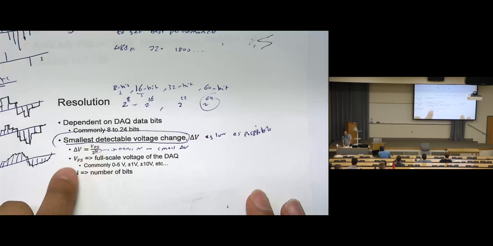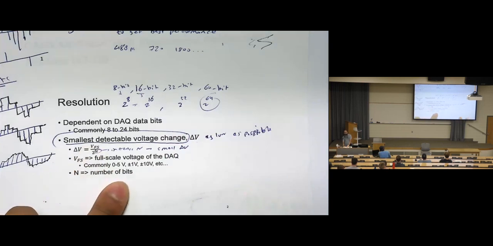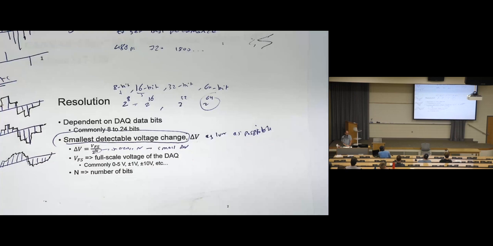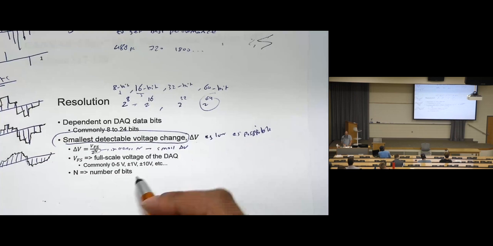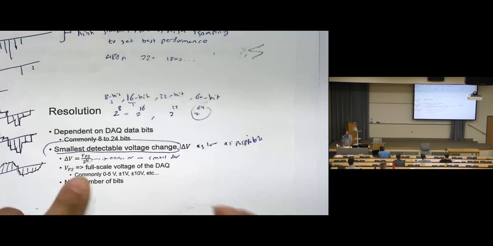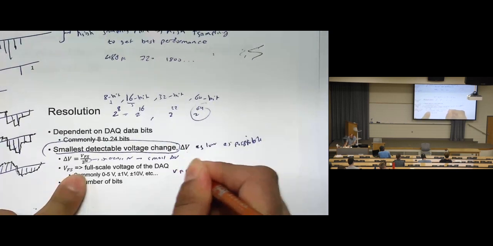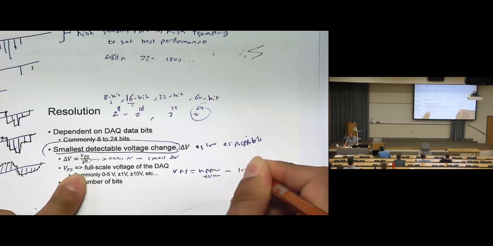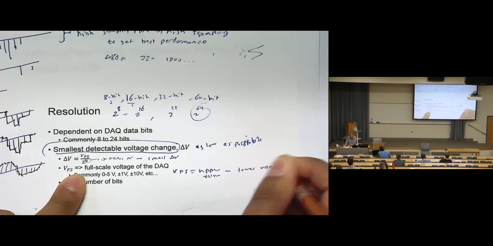So what's V full scale? What's n? n is the number of bits. Increasing the number of bits will improve the sensitivity, or the smallest detectable voltage, in other words, sensitivity. And V full scale is related to the scale. So we can say that this device can read plus minus 10 volts, or plus minus 1 volt, or from 0 to 5 volts. It's up to the device. So V full scale will be the upper value minus the lower value. Okay?